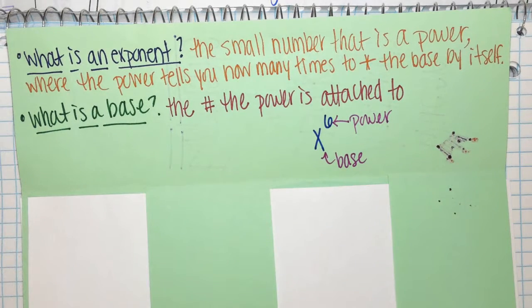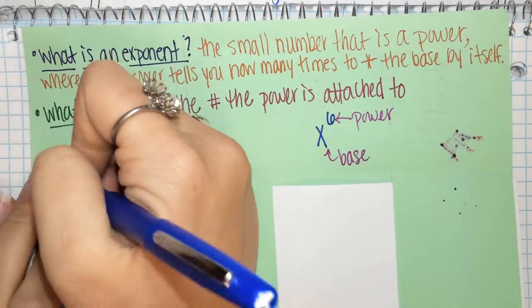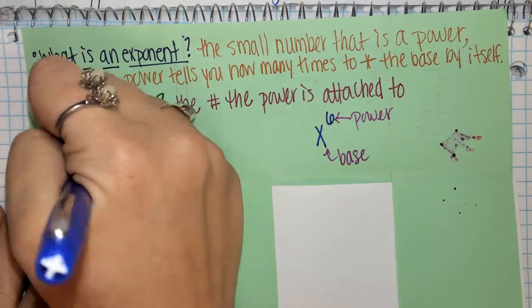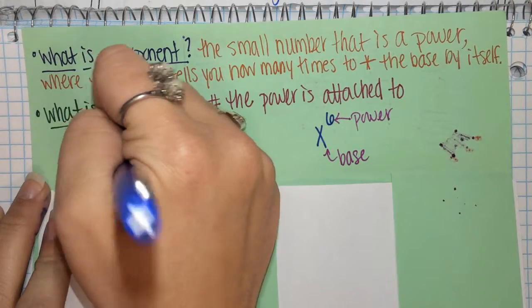All right, so what this foldable is going to hold is our exponent properties.